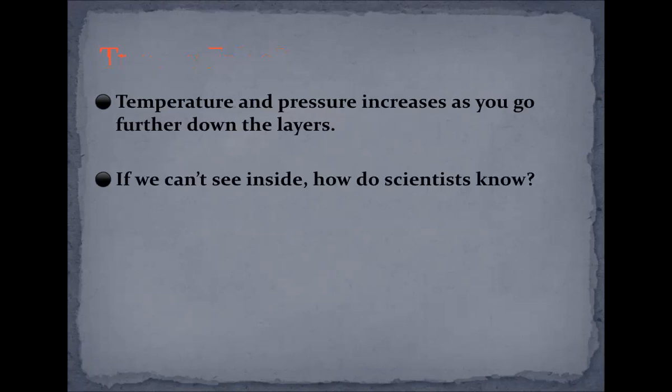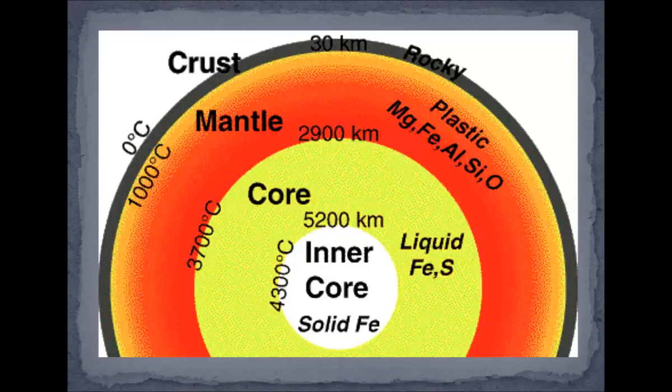All right, so moving on, temperature and pressure increase as you go further down the layers. So as we move down the layers, we listening? Temperature and pressure increase. Okay, so if we can't actually see inside, then how do scientists know? And this is what we're going to talk about. So here's another picture. This shows you the different temperatures. Outside you've got your crust, you have your mantle, and then your inner and outer core.